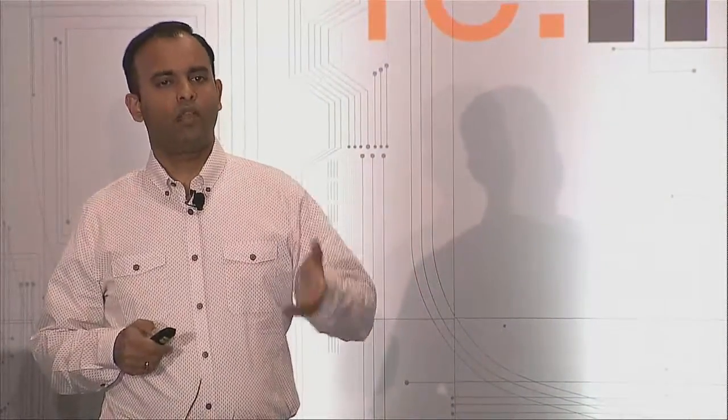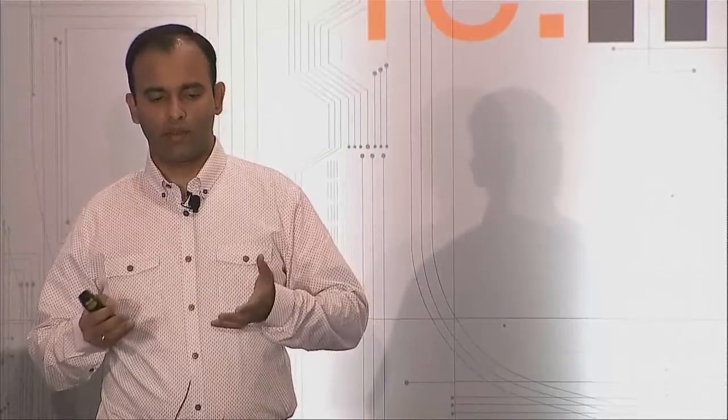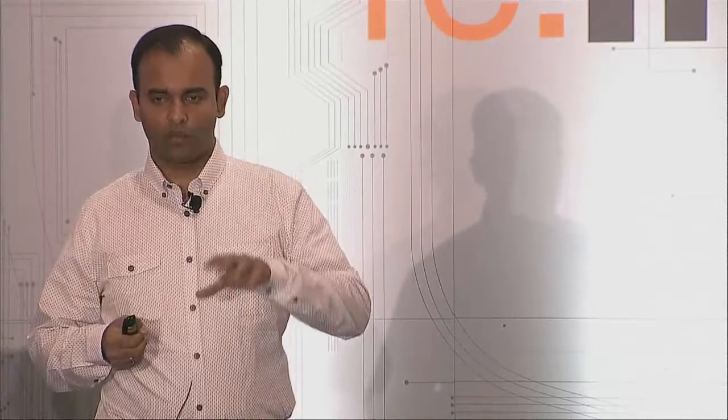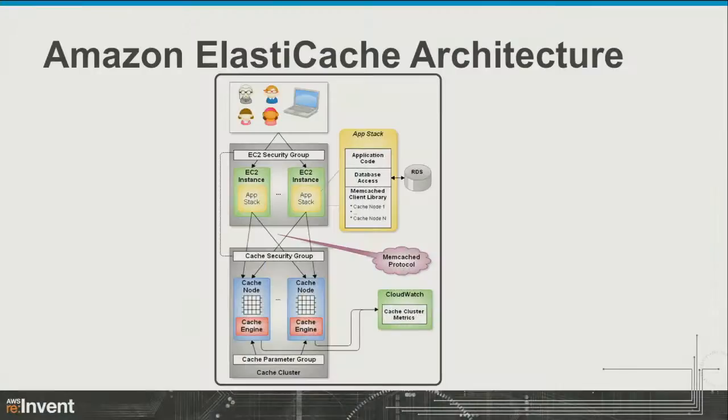Let's look at how you will structure your application here. Right on top, you have your end users. They're interacting with your web application, which is right below, and is part of an EC2 security group. There you have your application stack, which consists of the client library. You use the client library to talk to the cache, and the cache is going to be remote, so you'll go over a TCP hop to actually get to the cache.